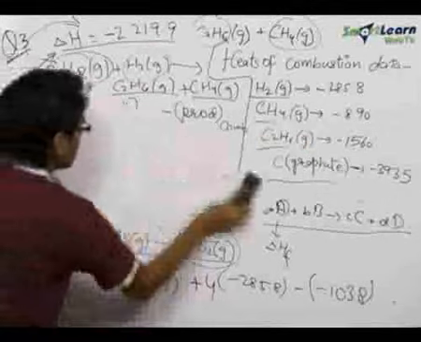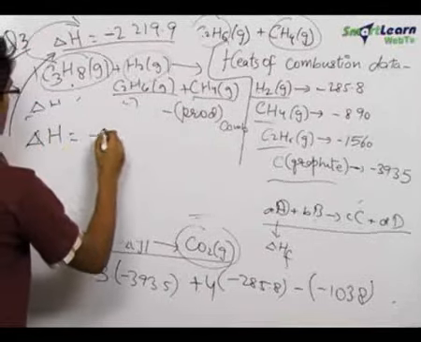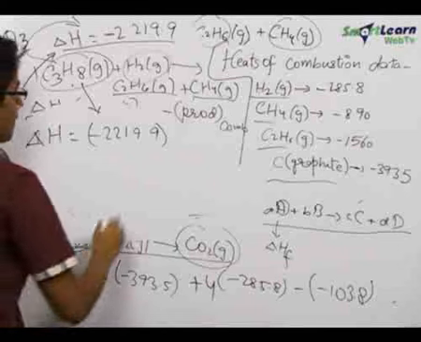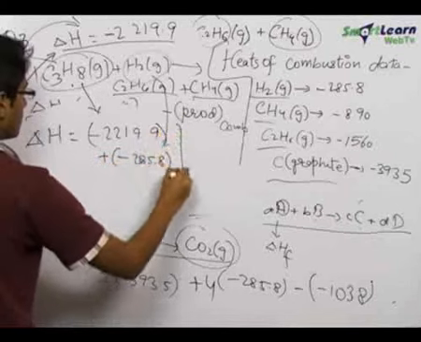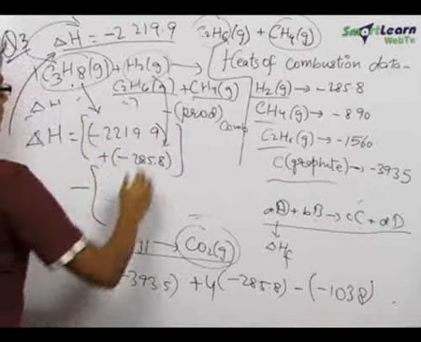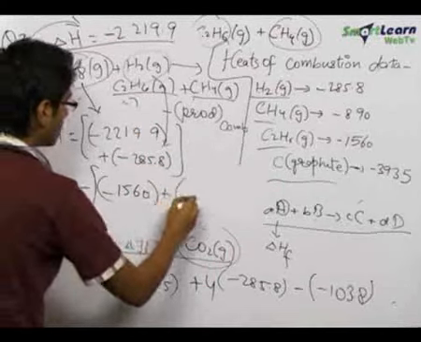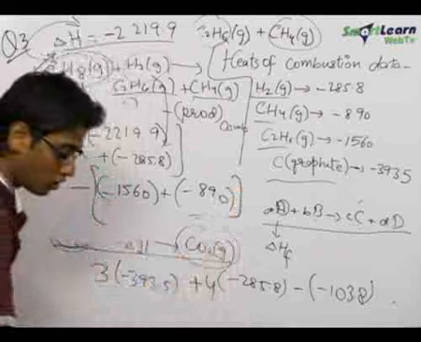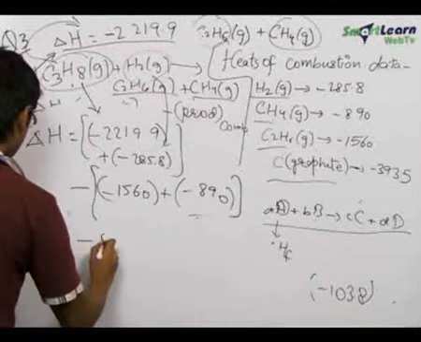Hence we rewrite this as: the delta H, or the enthalpy of this reaction, is minus 2219.9, which is this, minus 285.8, which is this, whole minus C2H6, which is minus 1560, plus the CH4 part, which is minus 890. On solving this entire thing, we get the final answer as minus 55.7 kilocalories per mole.